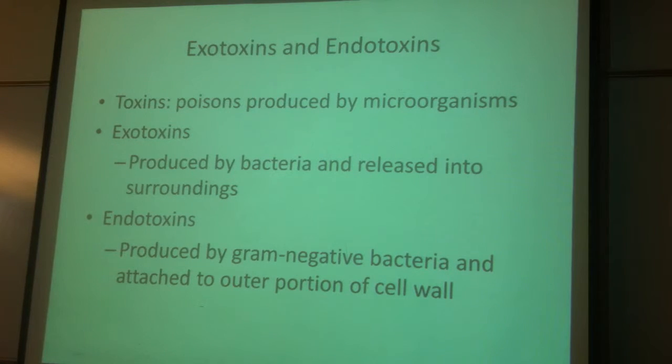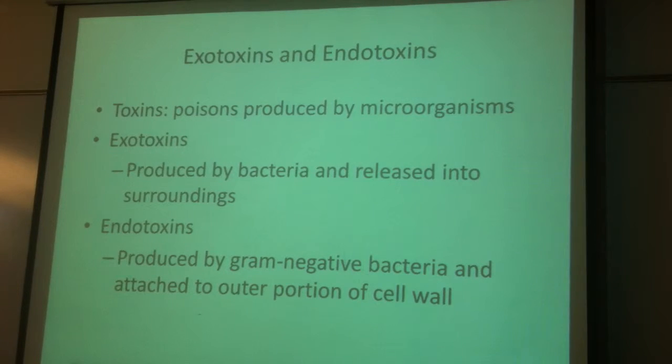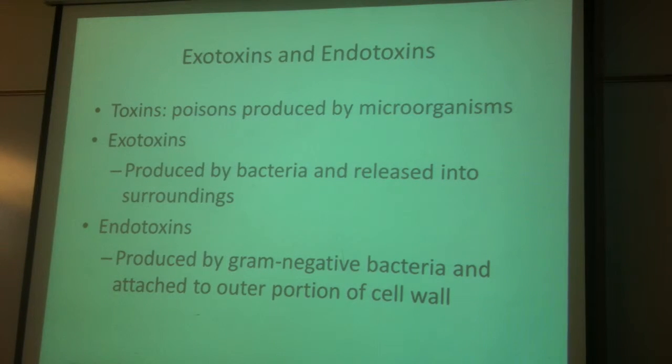Exotoxins and endotoxins. Okay, so toxins, anything that's poisonous, but these are produced by microorganisms. So an exotoxin is produced by the bacteria and released into the surroundings, so anything that they're secreting, versus an endotoxin, which is something that is part of them, produced by gram-negative bacteria and attached to the outer portion of the cell wall. So anything that they kind of have, so that they're toxic themselves.